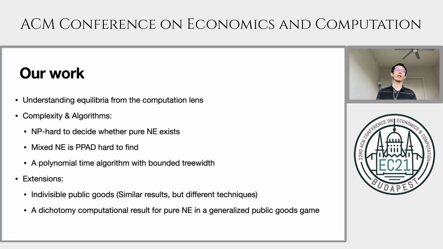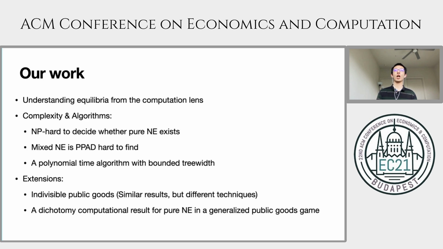The focus of this paper is to understand the equilibrium of public goods in directed networks and the strategic behavior from the computation lens. We provide complexity and algorithmic results regarding the computation of equilibrium. In particular, we show it's NP-hard to decide whether a pure Nash equilibrium exists, and a mixed Nash equilibrium always exists as guaranteed by Nash's theorem, but we show it's PPAD-hard to find one. Finally, we show that when the underlying graph has bounded treewidth, there is a polynomial time algorithm for finding an approximate Nash equilibrium.